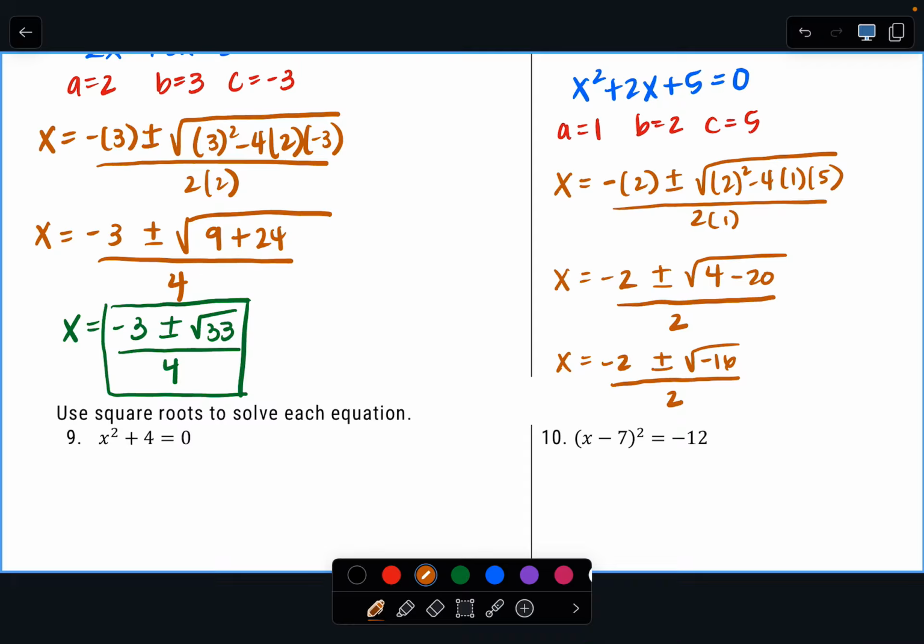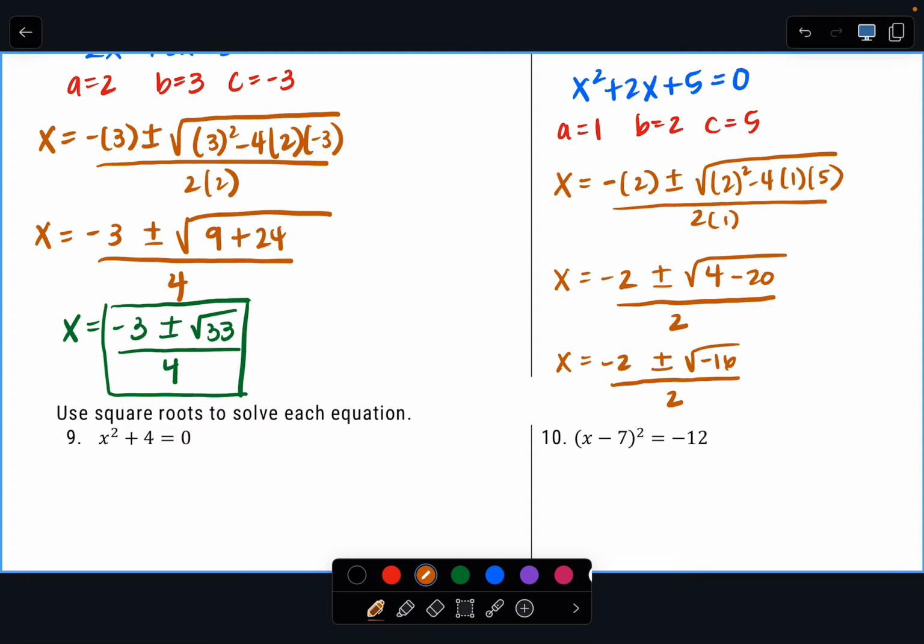What'd you get, Liam? Oh, I got... You're not done, Liam. I got 4i. Okay, we'll get there in a second. That's good. You're on the right step. You need to simplify that radical first.